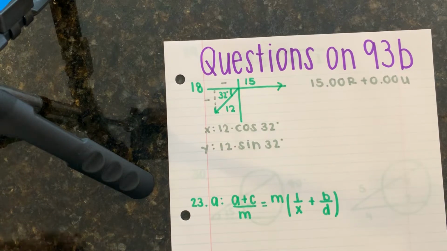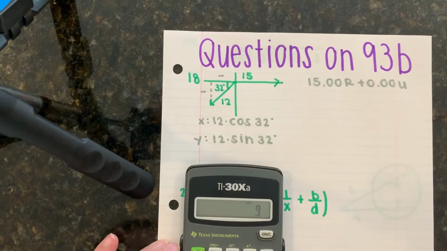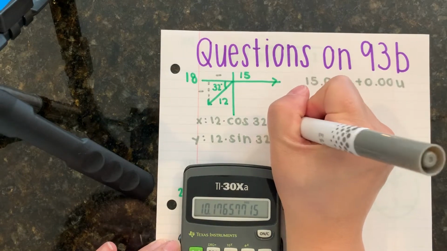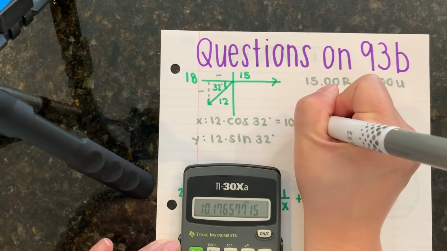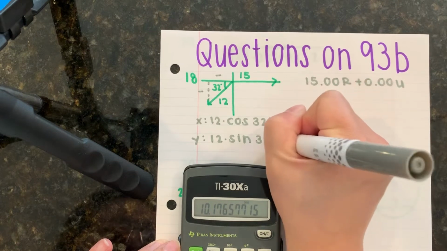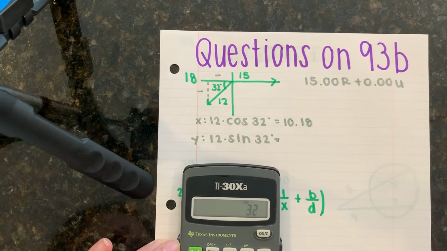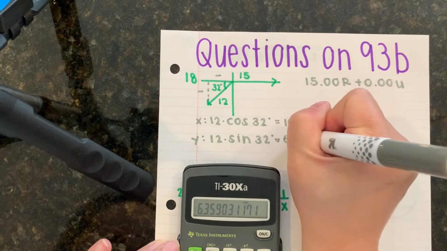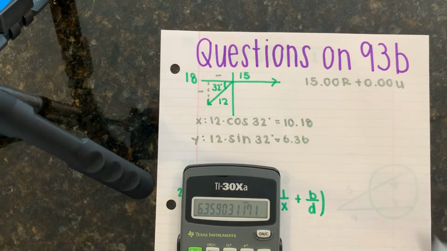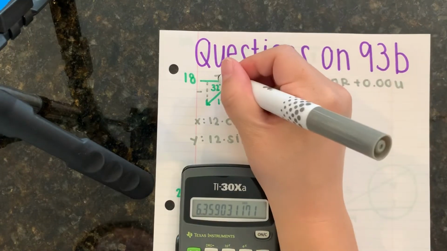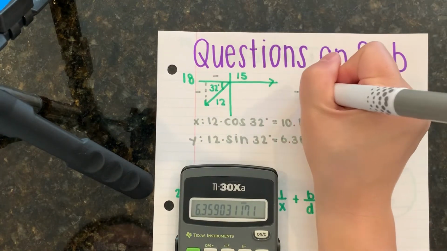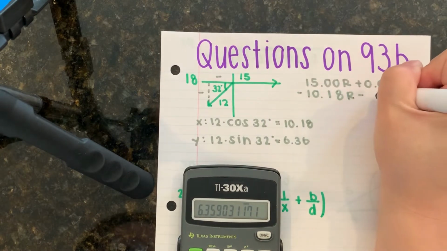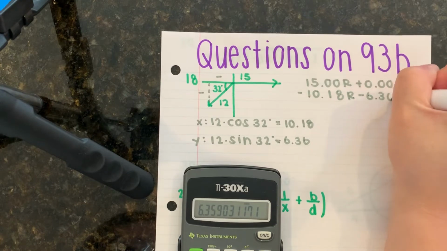Now you're going to use your calculator. So we have 12 times cosine 32 equals, and that would be 10.18 when you round it. And then 12 times sine 32 equals 6.36. Now again, this one's our r and this one's our u, but remember both our r and our u are negative. So this would be negative 10.18 r and then minus 6.36 u.